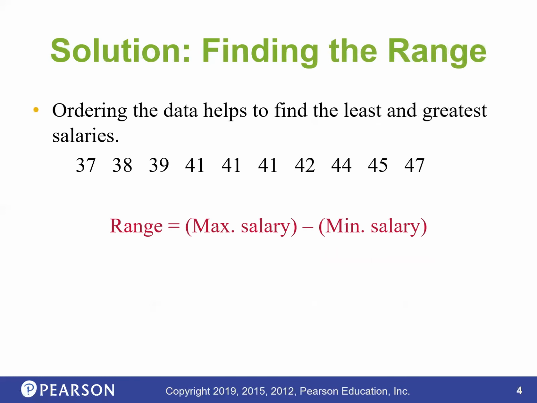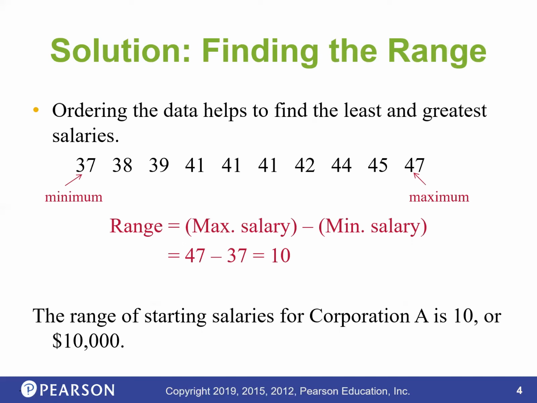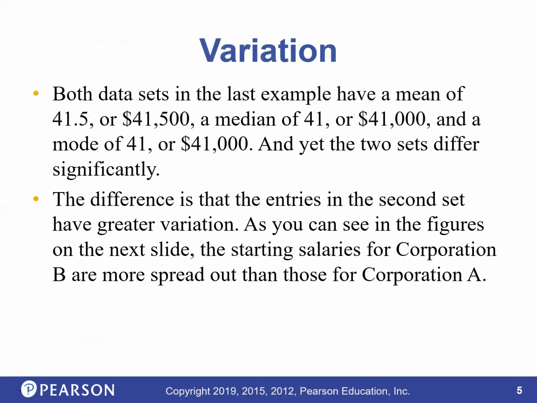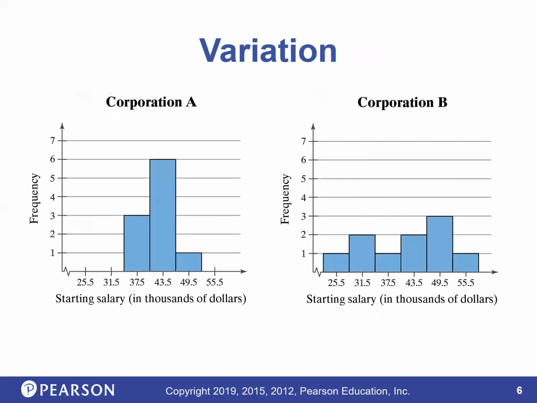Absolutely. In fact, let's jump to it real quickly here. There's our 10 for corporation A. So there's a range of $10,000. But really, to get the crux of it, what we need to see is a visual representation, right? And once you see a visual representation, then you're like, oh, I got it. Okay, so which one is it better to go into? Corporation A, corporation B?